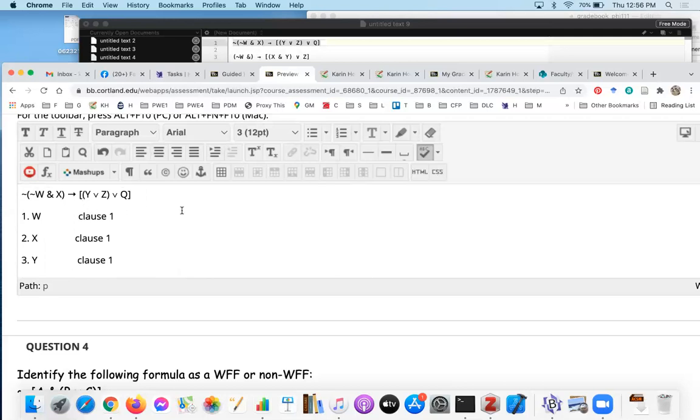So I just need to stick together that it's false that not W and X that I created on line 8, and then the parentheses Y wedge Z, close paren, wedge Q that I just created.